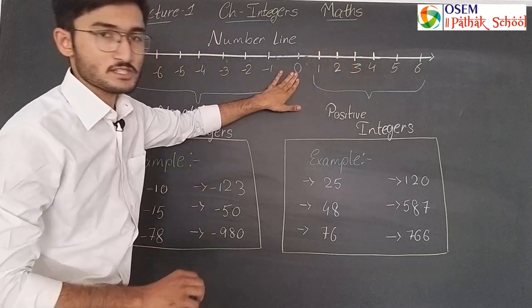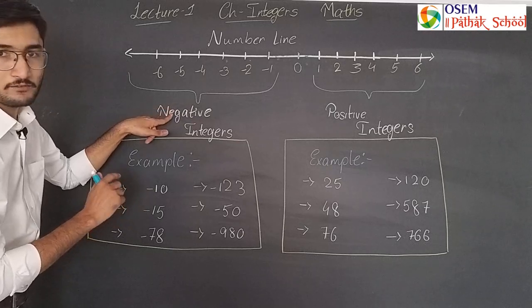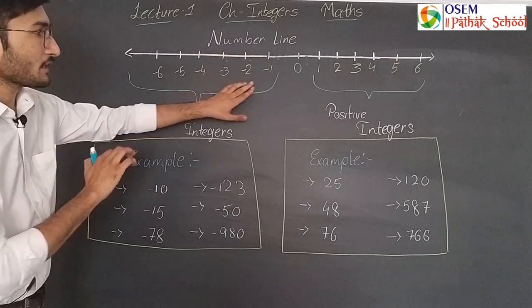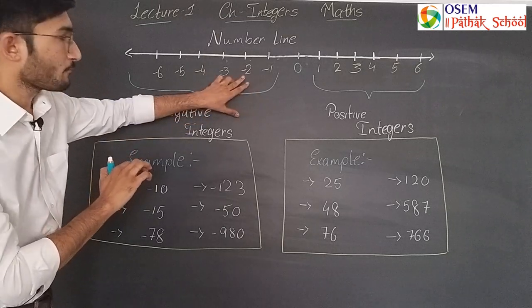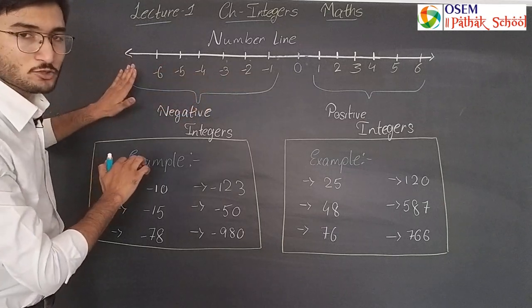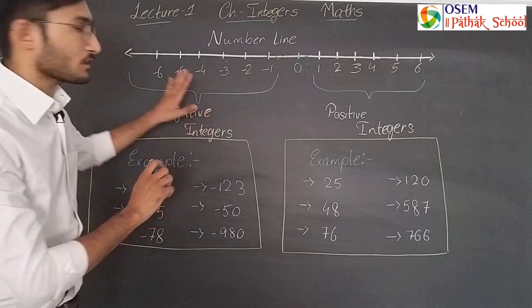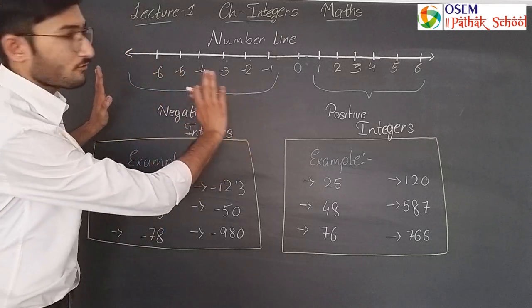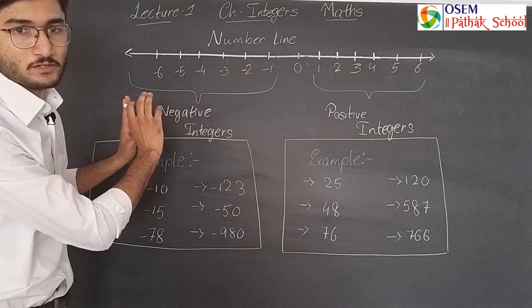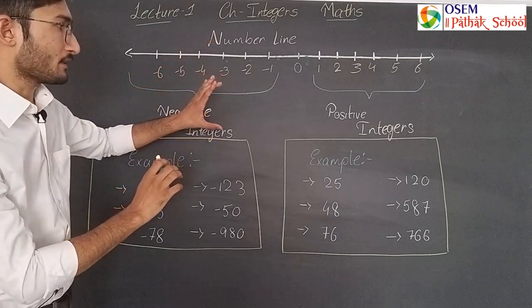The numbers which lie on the left side of the 0, that is on this part, are the negative integers. Here, it does not include the natural numbers. The numbers included in it are -1, -2, -3, -4, -5 and so on. Here also you can go to infinity. It does not matter that you take this scale only from 1 to 6 in the positive and from -1 to -6 for the negative integers. You have to represent all the integers on the number line.